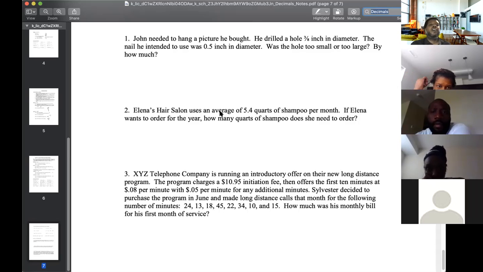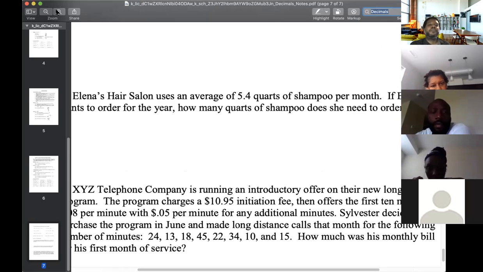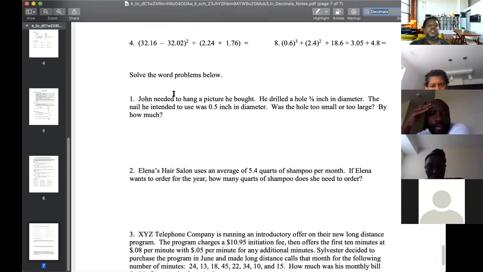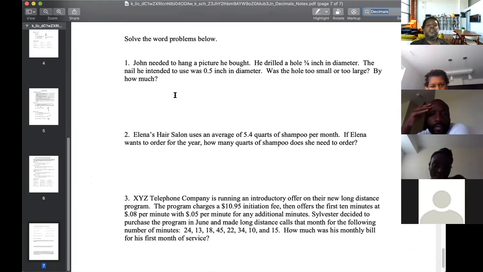What do we think? John needed to hang a picture he bought. He drilled a hole 3/8 inches in diameter. The nail he intended to use was 0.5 inches in diameter. You have to divide that into that. Turn a fraction to a whole number. Well, we definitely have to convert that fraction. We're going to have to convert it, but is it asking us to divide, multiply, add, or subtract? Divide.